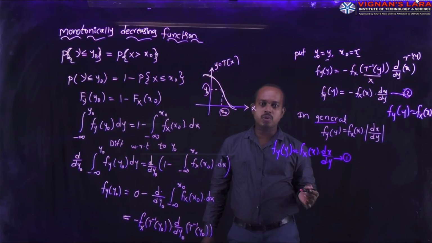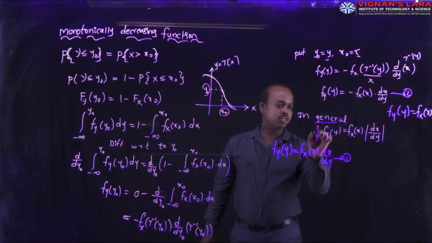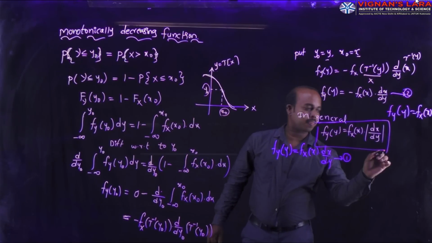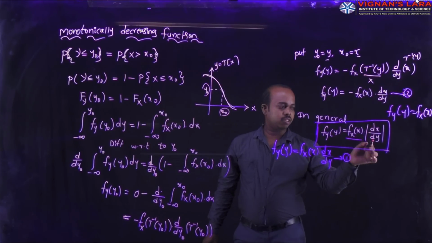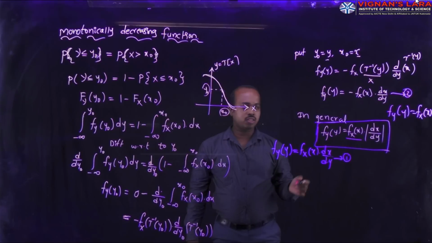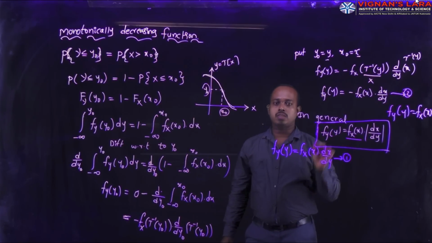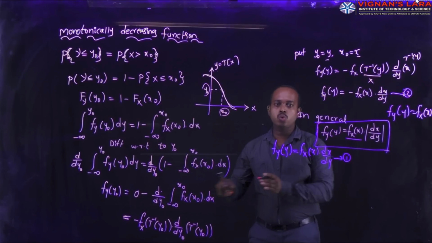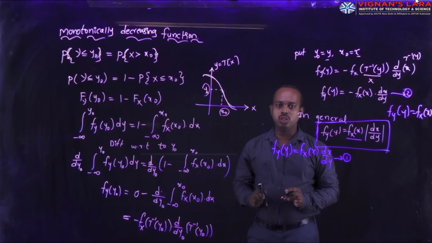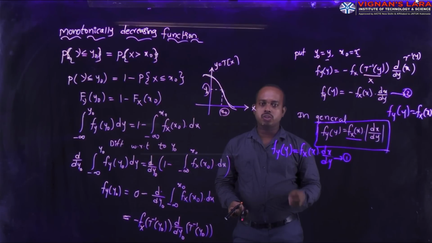The general form of the monotonic transformation technique is f_Y of y is equal to f_X of x into the modulus of dx divided by dy. This is the complete representation of monotonic transformation. Monotonic means it is only a conversion of a one-to-one random variable. The remaining things we will discuss in the next class.